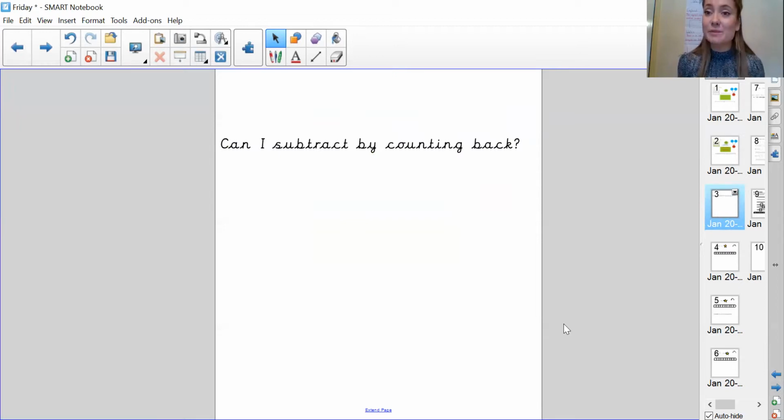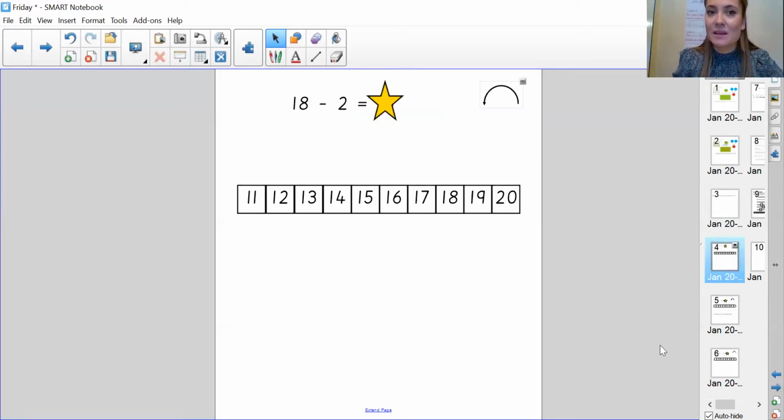Okay, so our objective today is, can I subtract by counting back? Can I subtract by counting back? Fantastic. So let's have a look at our first question. Let's read it together. 18, read it with me. 18 take away 2 equals, should we see?